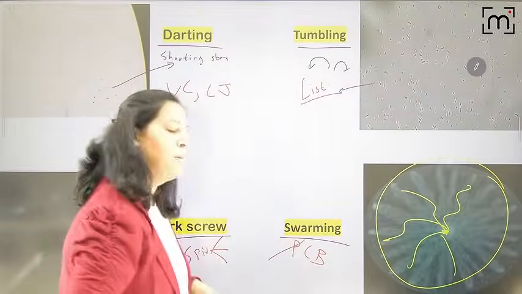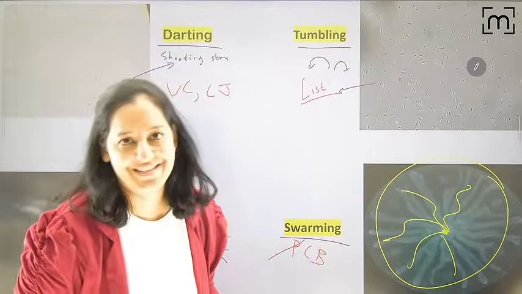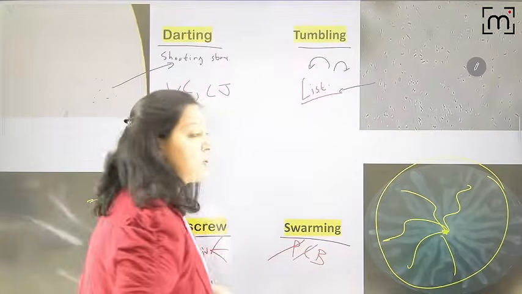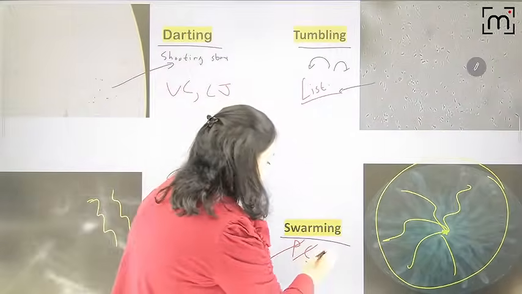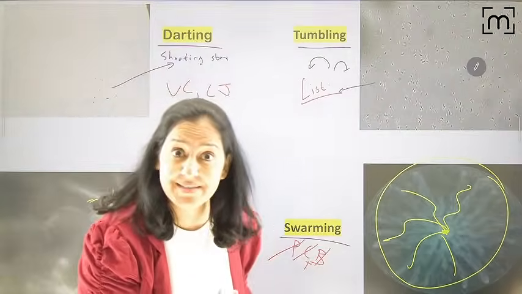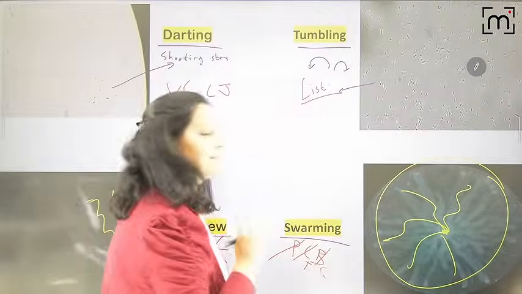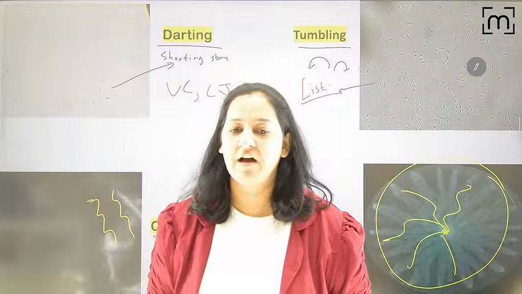P for Proteus. Both the Proteus: mirabilis, vulgaris. C for Clostridium. But which Clostridium? Clostridium tetani. B for Bacillus. But which Bacillus? Not anthracis. It's Bacillus. So please learn. These are the bacteria which show swarming.